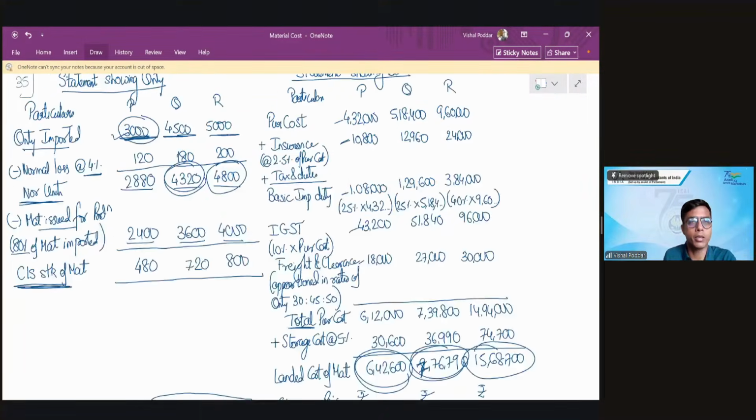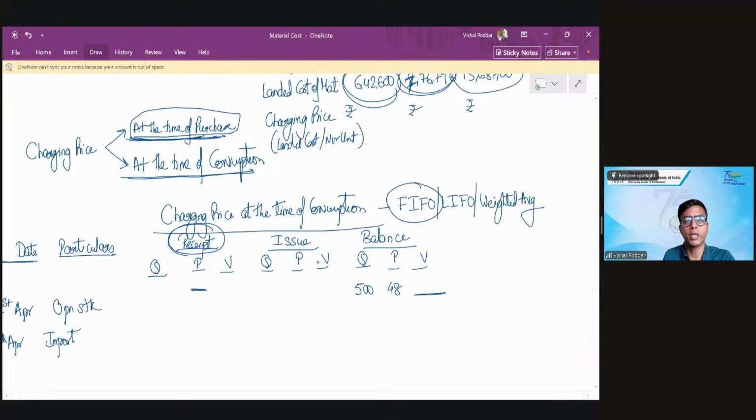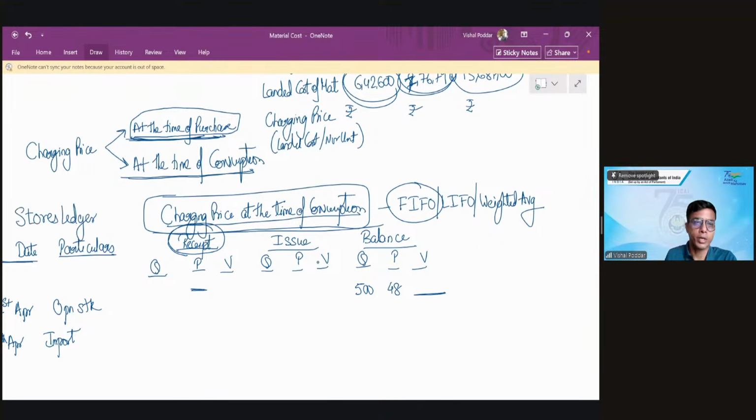Now see, understand practically. Do you all know what is the name of this working that you all have done? Here we are calling it as charging price at the time of consumption and all. When you studied this earlier, you have studied this by the name stores ledger, if you remember. And I'm preparing stores ledger for my first material, that is material P.